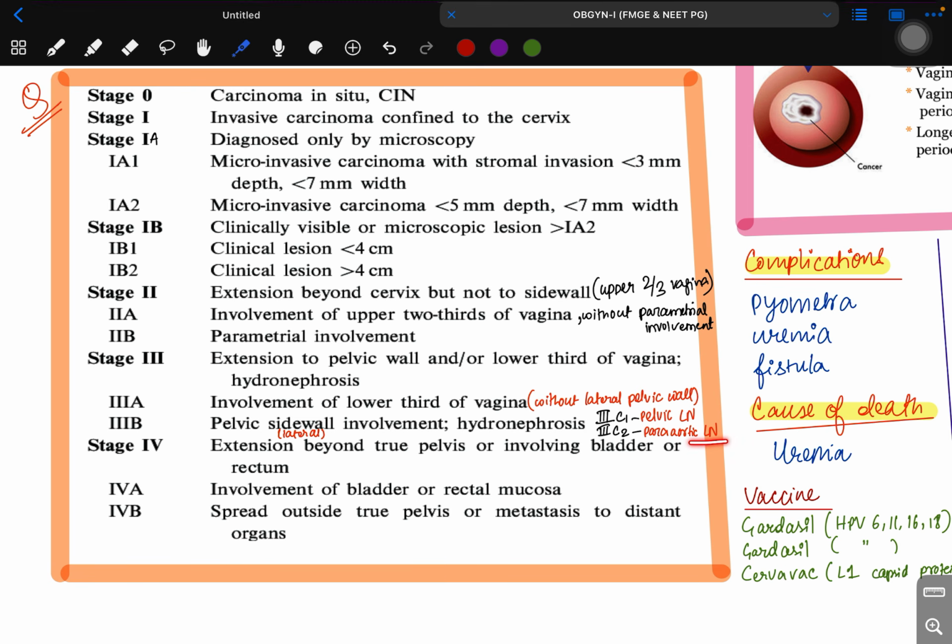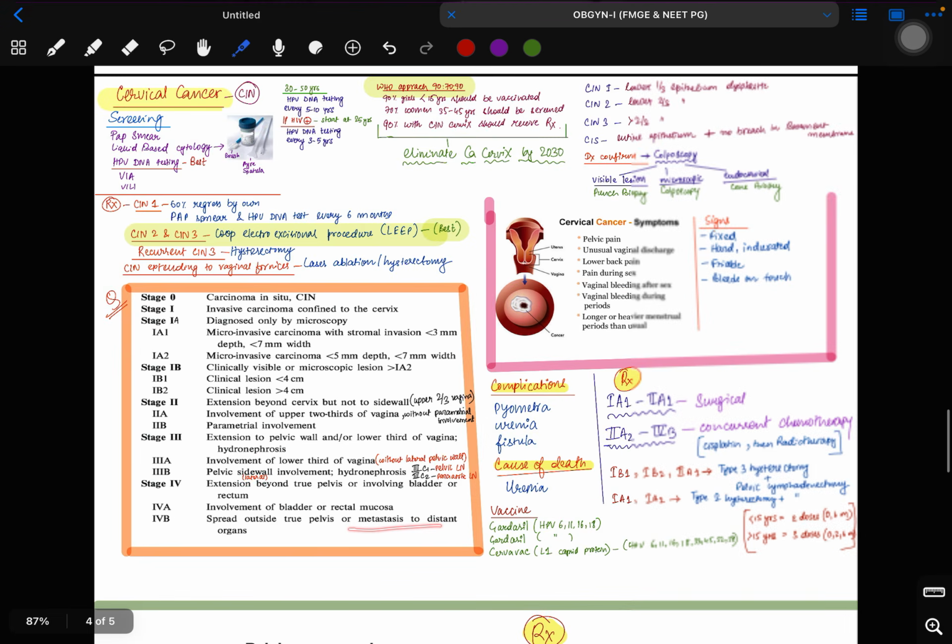3C2, para-aortic lymph nodes. Stage 4 is extension beyond the true pelvis, and now it involves the bladder and the rectum. Stage 4A, there is involvement of the bladder and the rectal mucosa. Stage 4B, there is spread outside the true pelvis or there is distant metastasis.